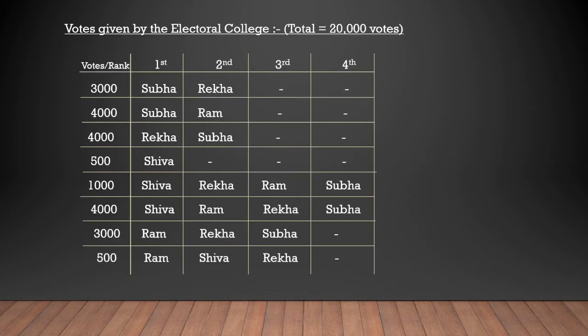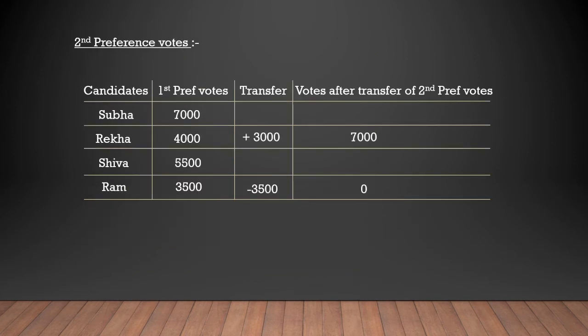What were the second preferences of these 3,500 voters? Out of those 3,500 voters, 3,000 voters have chosen Rekha as their second preference and 500 voters have chosen Shiva as their second preference. Thus, the transfer shall be done in the following manner. 3,000 votes transferred to Rekha and 500 votes transferred to Shiva. The new number of votes are 7,000 votes to Subha, 7,000 votes to Rekha and 6,000 votes to Shiva.